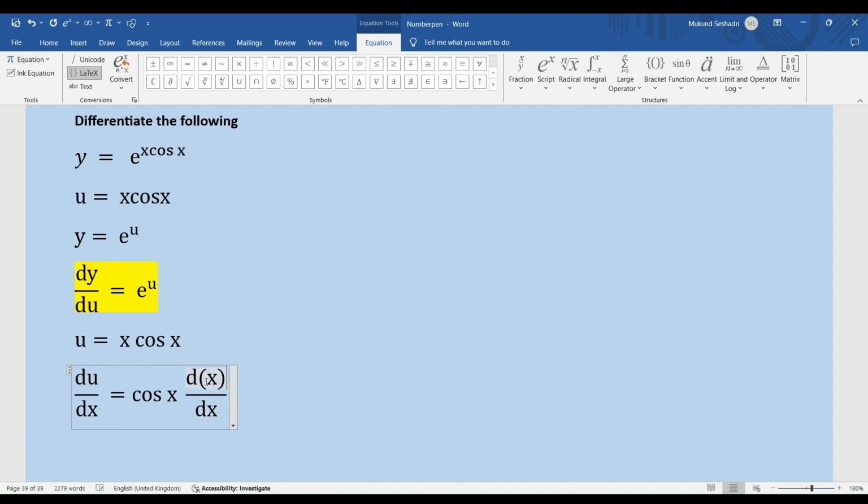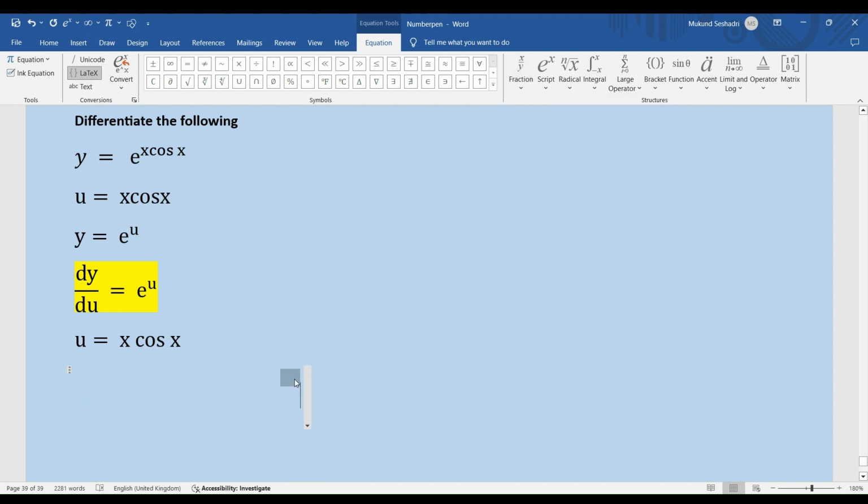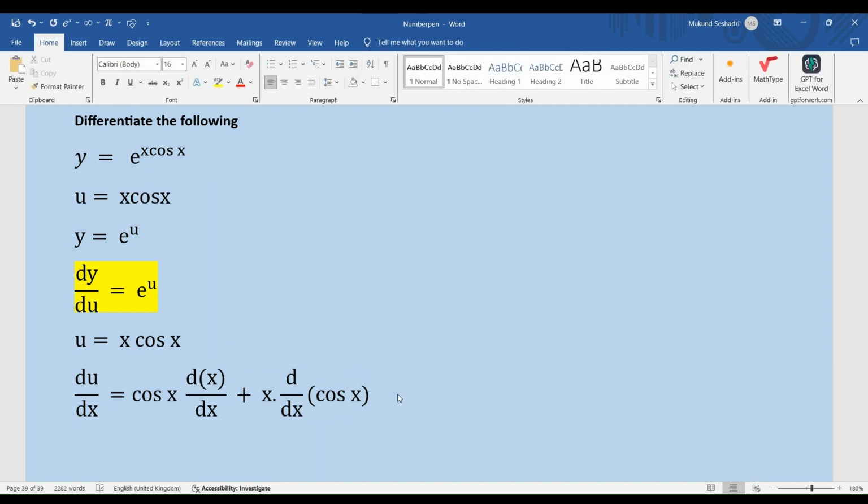What is my function 1? My function 1 is x and function 2 is cos x, right? And then I retain my function 1 and then I do a d by dx of my second function. And what is our second function here? It is cos x, right? So I do d by dx of cos x, right? Go to the next step.